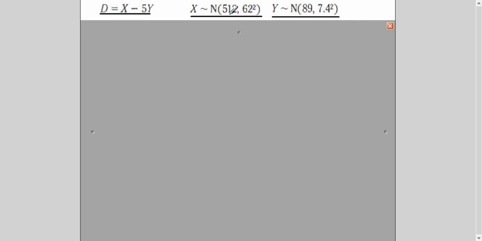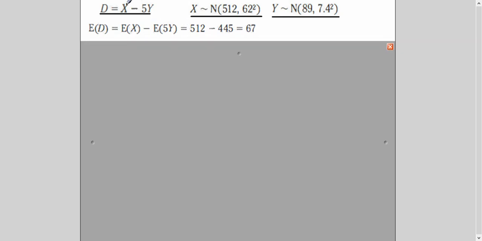So we already have x and y from the question. To calculate the mean of this, I will do mean of x minus 5 times mean of y, which is written here, and we have calculated. This is 5 times 89, mean of y. Okay, and then you have calculated it.